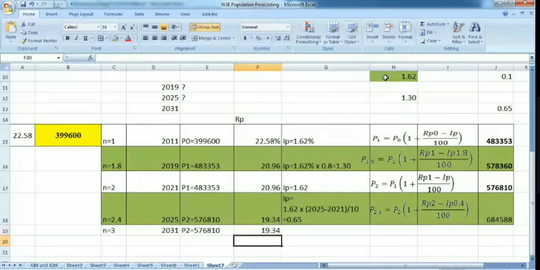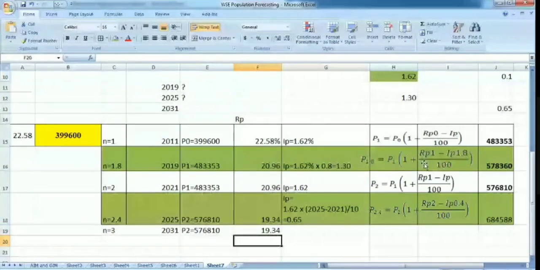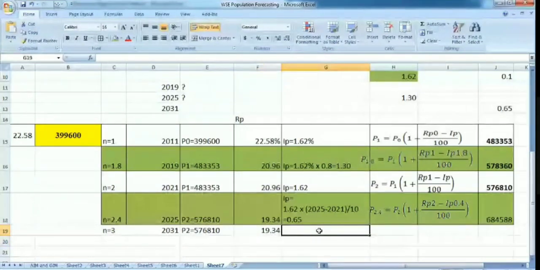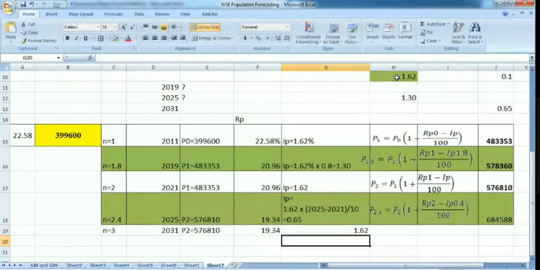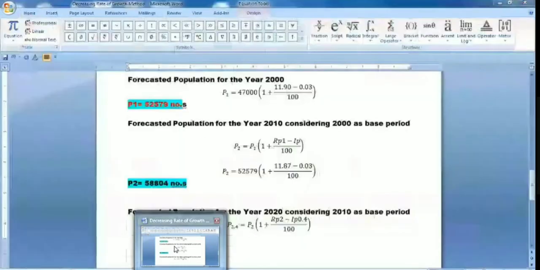Now what will happen to the IP value here? It will be 1.62. Why? Because the number of decades between 2021 and 2031 is 1. That means 1 multiplied by 1.62 is 1.62. So that is the reason why we are going for it. Now use the formula.